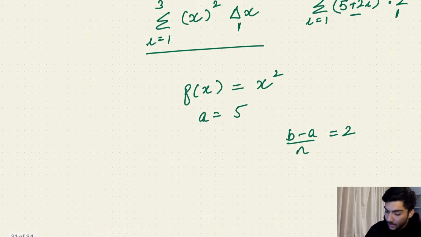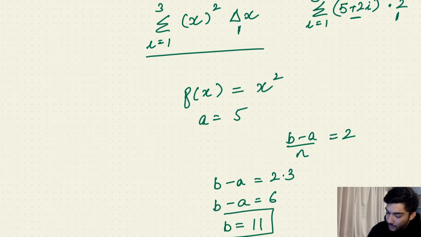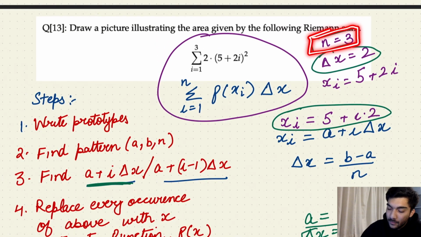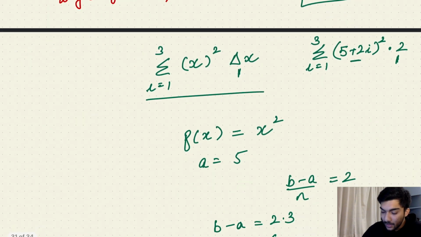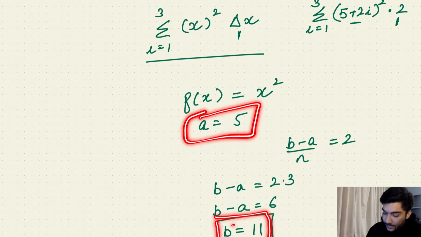So if my n is 3, I can substitute those values. b minus a becomes 2 times 3, b minus a is 6, and since my a is 5, my b becomes 11. So now I have my b, which is my right endpoint, I have my a, which is my left endpoint, I have the number of subintervals, n equals 3, so I can just sketch the graph of this function, because now it just becomes the approximation of area under the curve of x square bounded between x equals 5 and x equals 11.